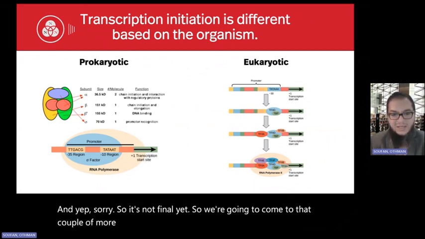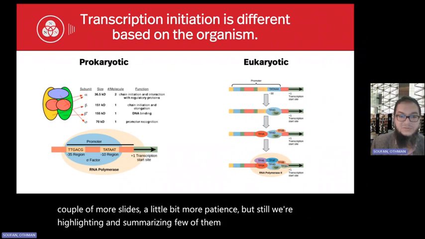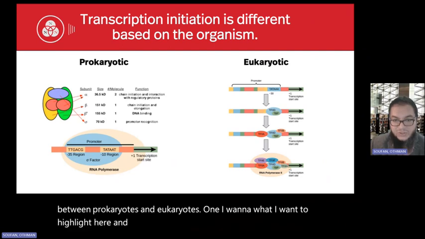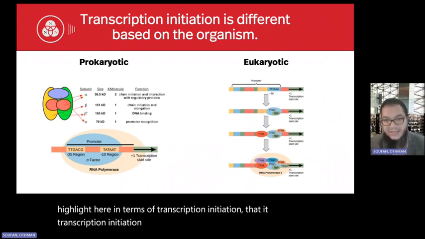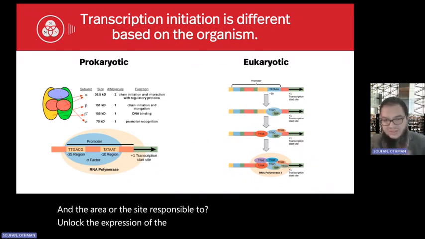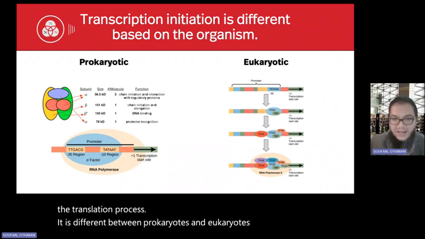A couple more slides, a little bit more patience, but still we're highlighting and summarizing a few of the major differences between prokaryotes and eukaryotes. What I want to highlight here in terms of transcription initiation is the site responsible to unlock the expression of the gene and start the activity there. The process is different between prokaryotes and eukaryotes, okay? Prokaryotes have specific promoter genes.